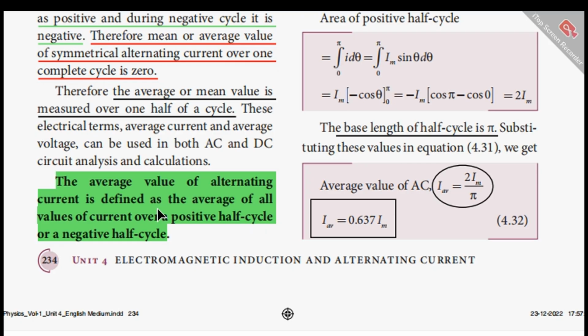The average value of an alternating current is defined as the average of all values of current over a positive half cycle or a negative half cycle. This is how it can be defined.